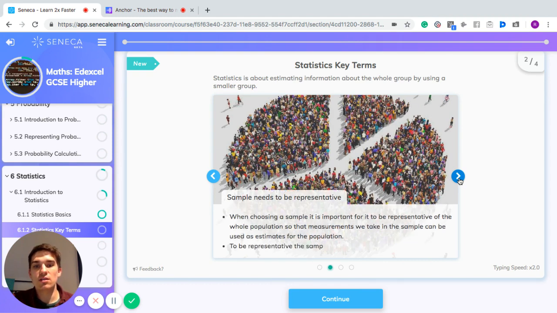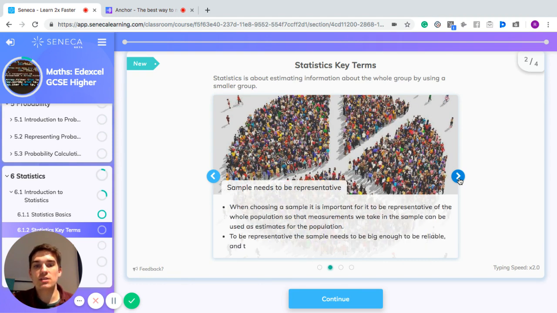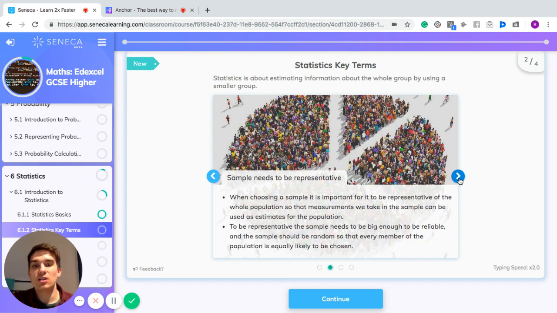When we choose a sample, it is important for it to be representative of the whole population, so that the measurements taken in the sample can be used as estimates for the whole population. And to be representative, the sample needs to be big enough to be reliable, and the sample should be random so that every member of the population is equally likely to be chosen.